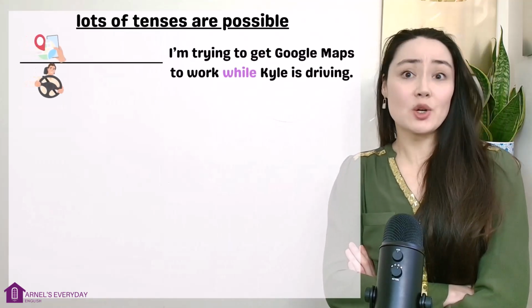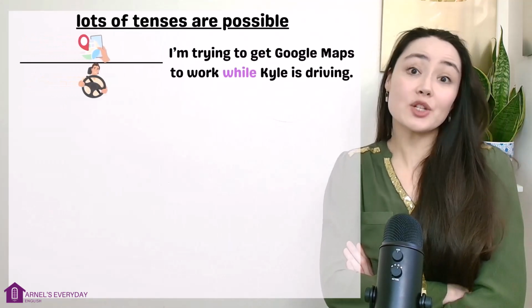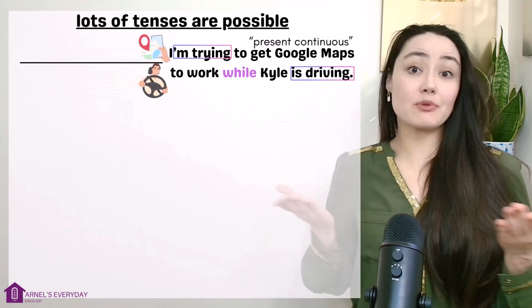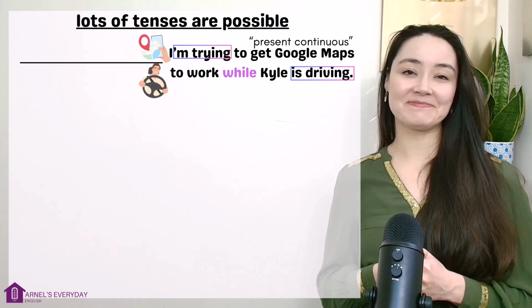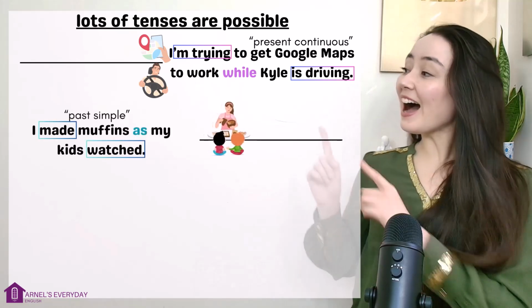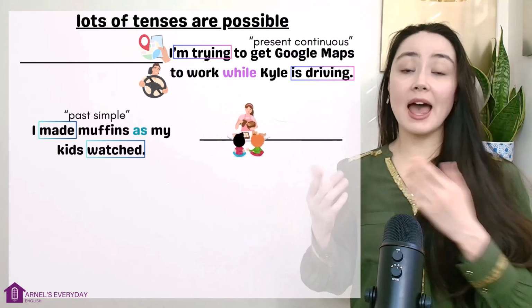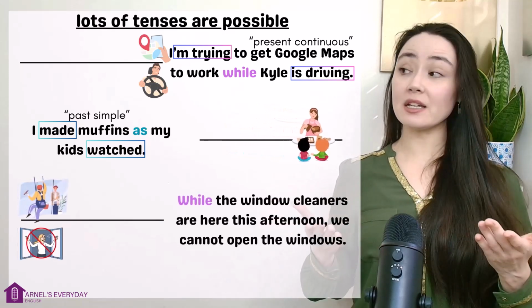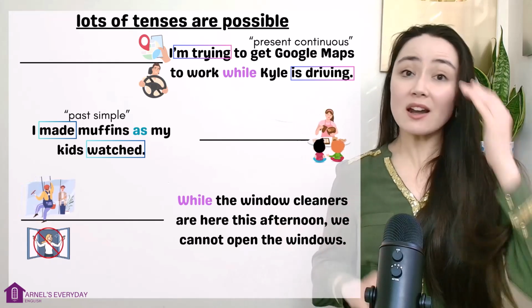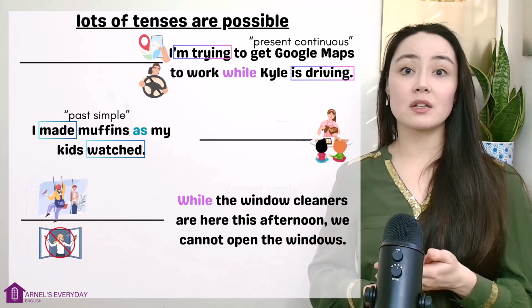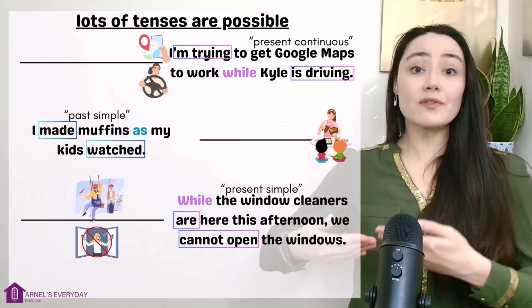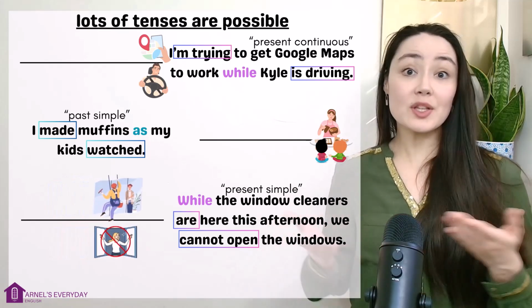I'm trying to get Google Maps to work while Kyle is driving. I have present continuous and present continuous. I made muffins as my kids watched. While the window cleaners are here this afternoon, we cannot open the windows. Present simple and present simple, but I'm referring to the future, this afternoon.